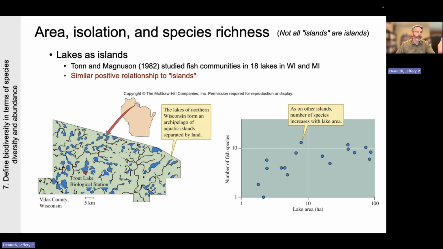Similarly, you can think of lakes as islands. This is almost the opposite of what you typically think of as an island. But these lakes, and this is in northern Wisconsin, just this little graphic, these blue areas are, in effect, islands of aquatic habitat. And you can see that as the lake size increases, the number of fish species in those lakes tends to increase.